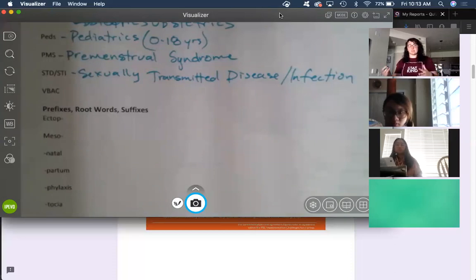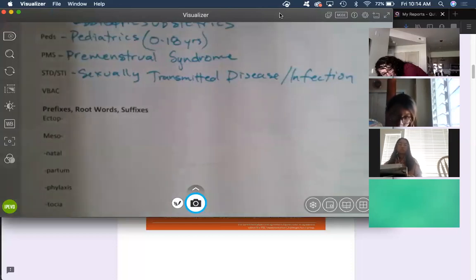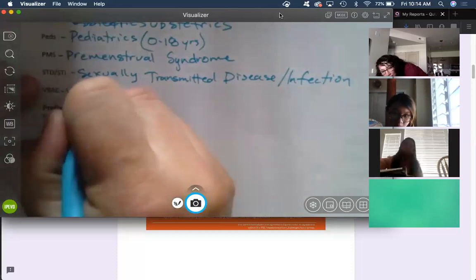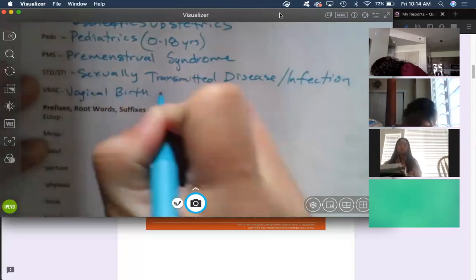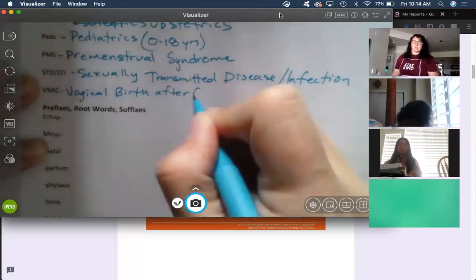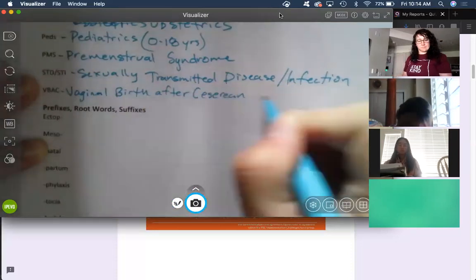You can have a child vaginally after a cesarean section, and if you do, that's called a VBAC, which is a vaginal birth after C-section or cesarean section. Now they just have to watch it a little bit more closely to make sure that everything goes okay.